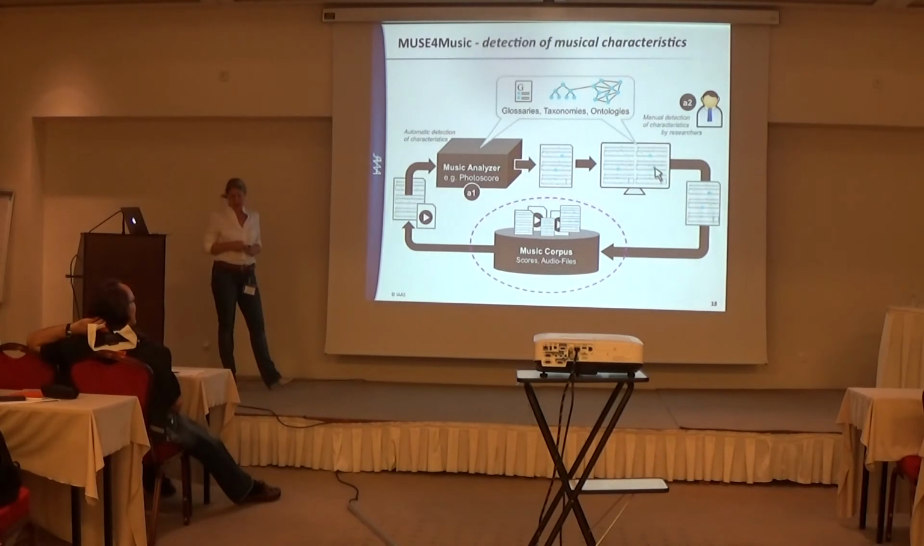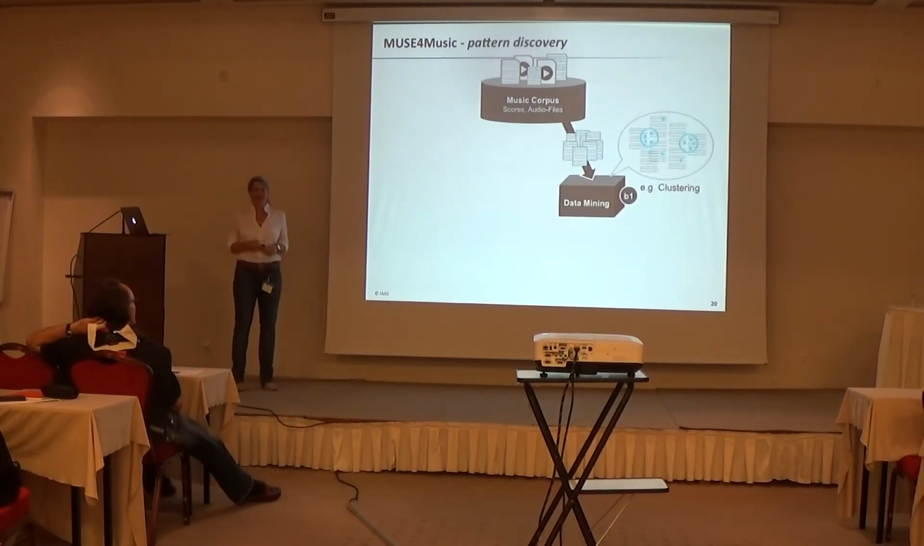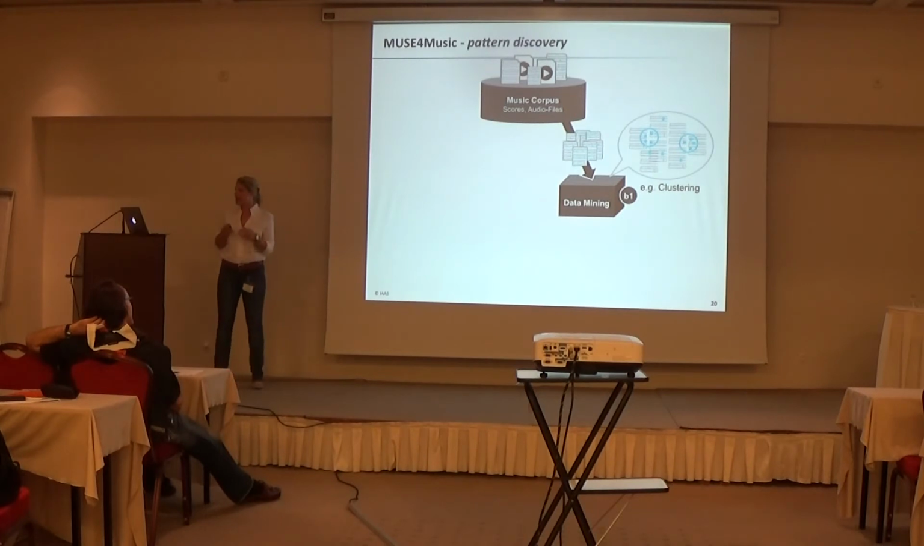So now we've got the annotated scores, and in the second phase we want to detect the patterns. We of course have to analyze these annotated scores, and this is what our data mining component does. We can use techniques like clustering, for example, to find similarities, to find characteristics that occur frequently and group them together. This is where the equivalence classes we explained in the formulation this morning come into account again.